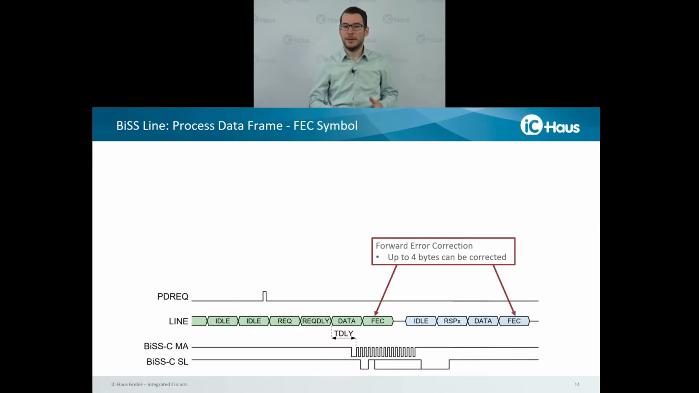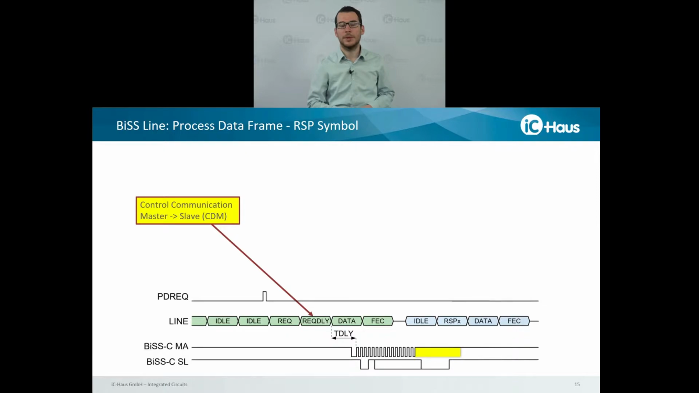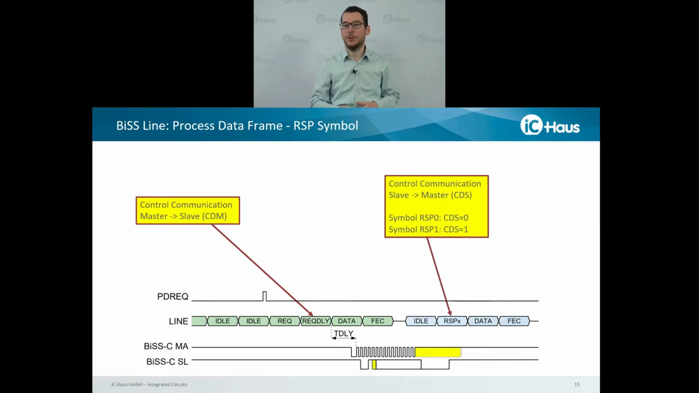The data is protected by a forward error correction. It enables correction of up to 4 bytes of one process data frame. As mentioned before, there's 1 bit of control data transmitted by the BiSS master to the connected sensors and actuators, and the response of the connected sensor or actuator is contained in the response symbol. There are 2 types of response symbols which correspond to the value of the CDS bit.